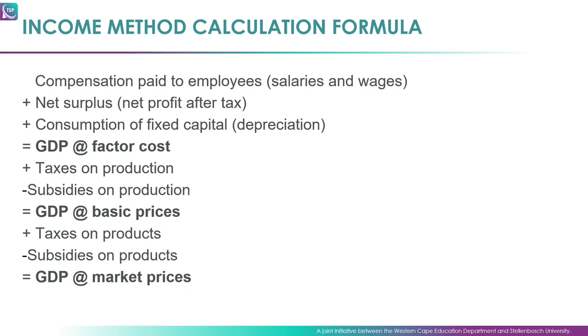And then, as we said previously, your basic price is your cost price, your market price is your selling price. And to convert GDP at factor cost to GDP at basic price is a question that you will be asked. So we go GDP at factor cost plus taxes on production minus subsidies on production equals GDP at basic prices. And to convert my GDP at basic price to GDP at market price, I add taxes on products minus subsidies on products.